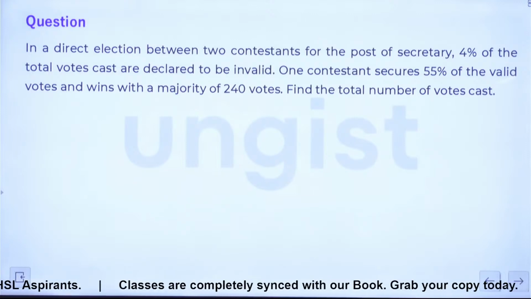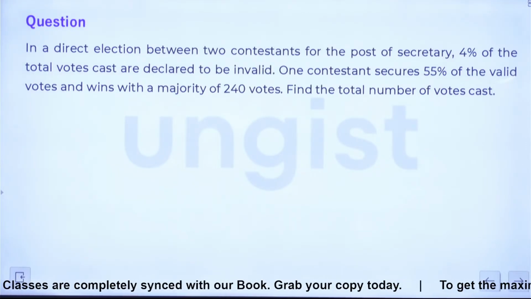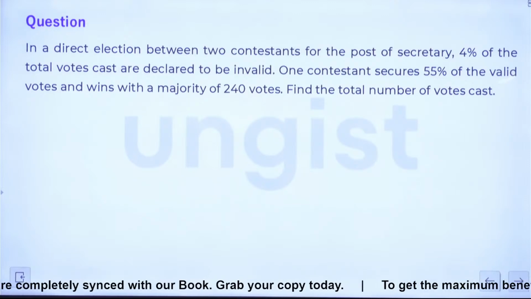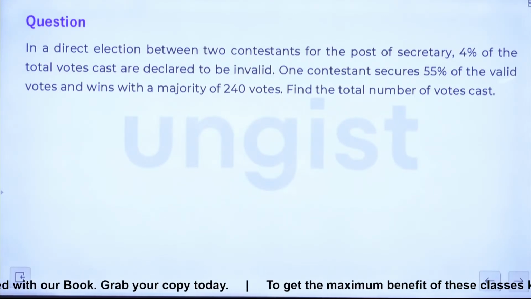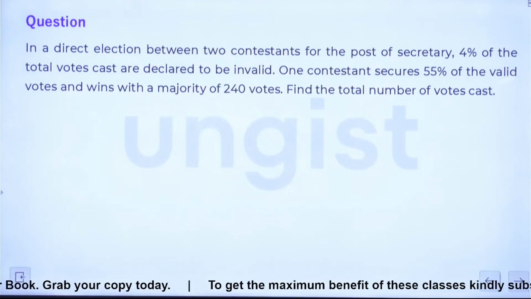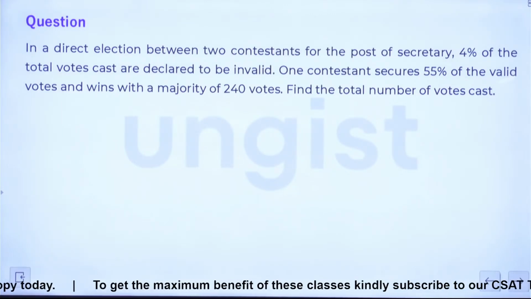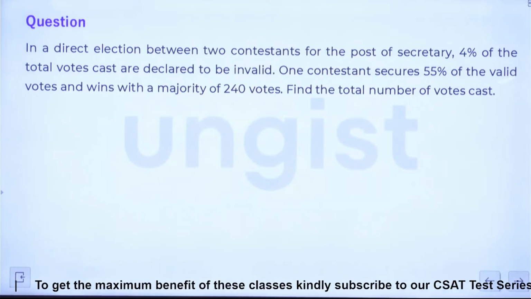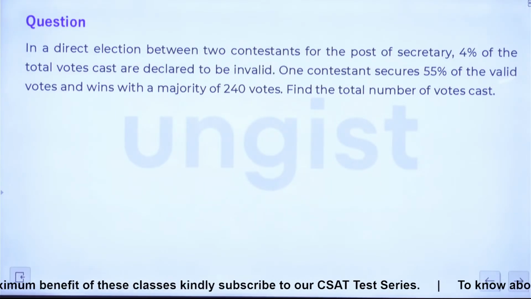Yes, guys, just read this question. The question is saying, in a direct election between two candidates for the post of secretary, 4% of the total votes cast are declared to be invalid. One contestant secures 55% of the valid votes and wins with a majority of 240 votes. Find out the total number of votes cast.